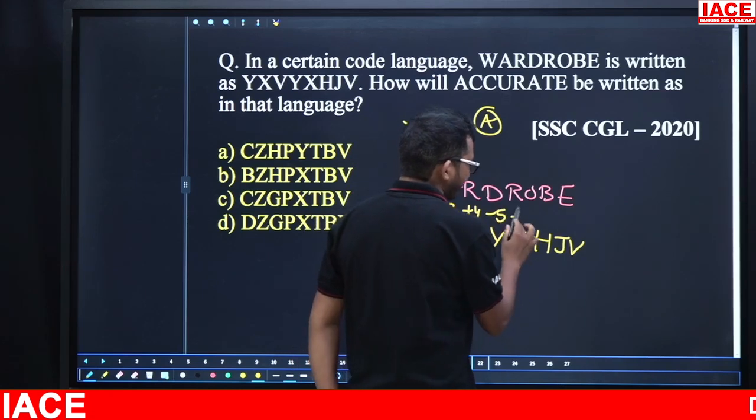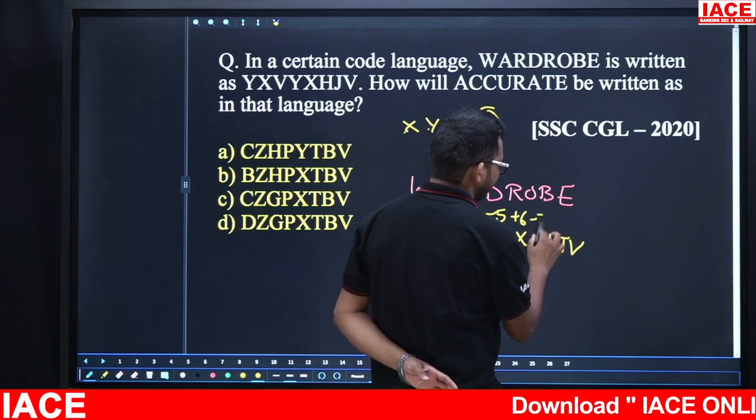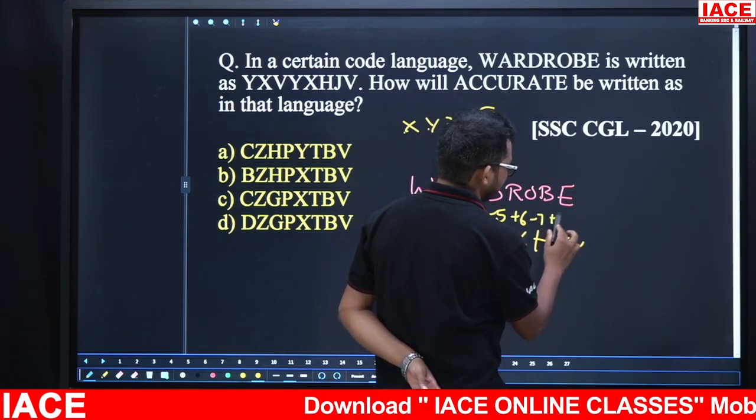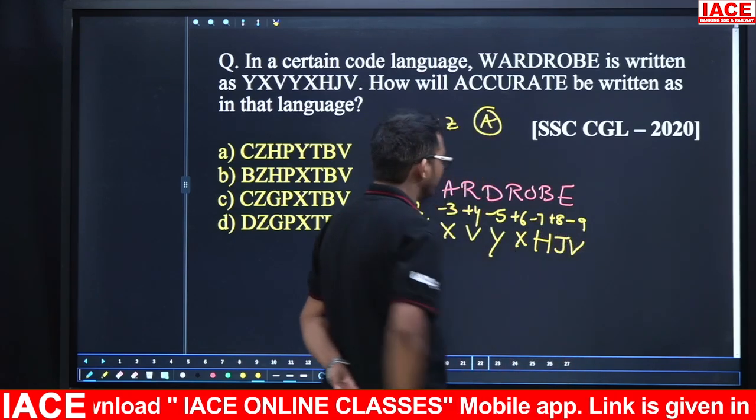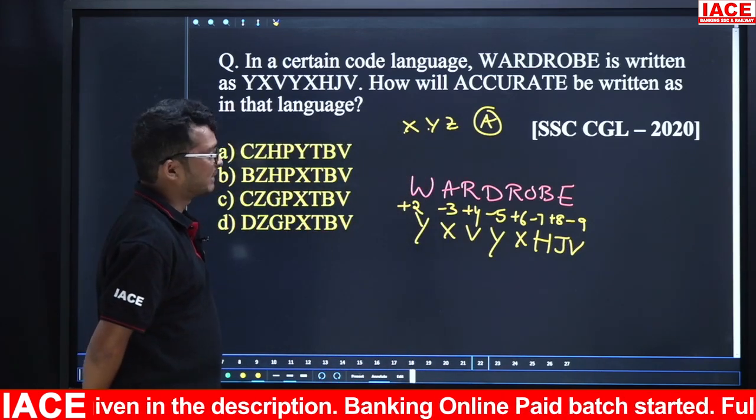Minus 5. Next one is plus 6. 18 plus 6, 24. X. Next one minus 7. Next one is what? Plus 8. Next one is minus 9. So your logic is plus 2, minus 3, plus 4 like that. So plus and minus alternative one.